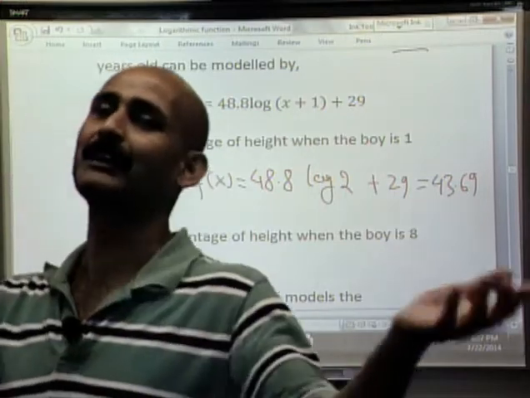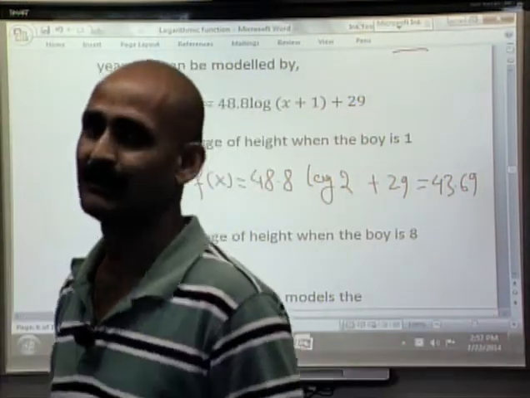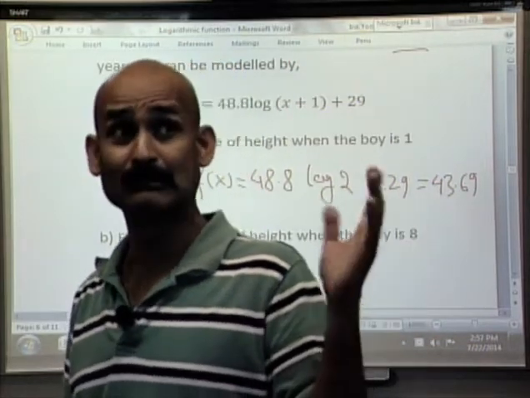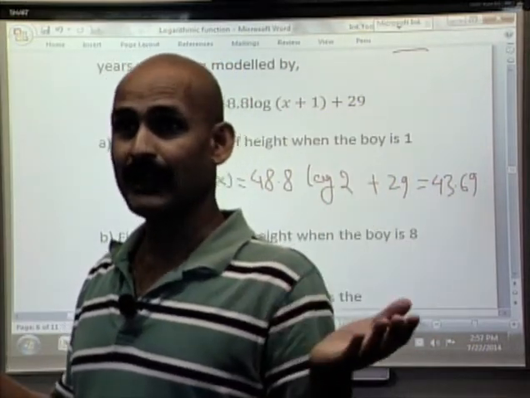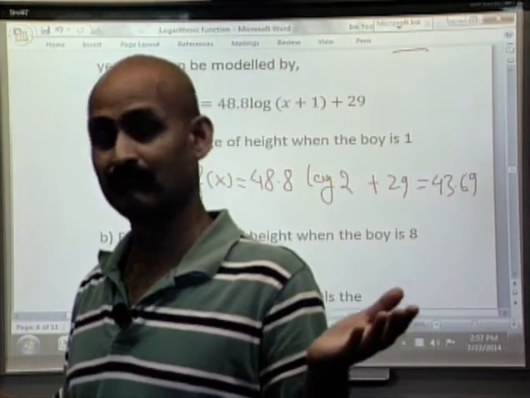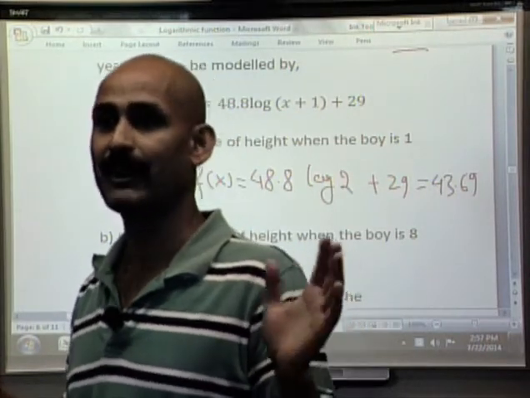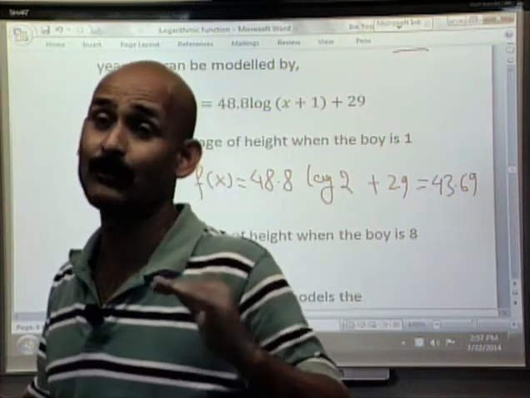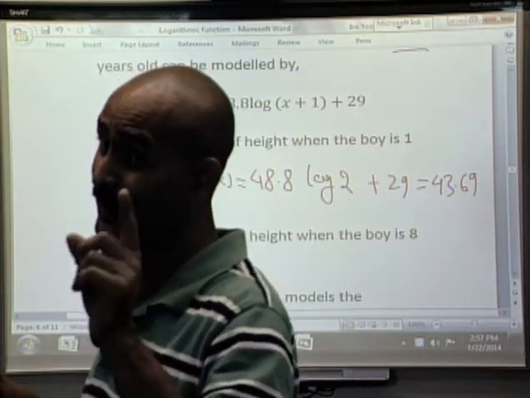Think about it. I don't know if it will apply to you or not. I am 5'6", so 43% of me will be what? 2 feet and 5 inches. Probably I was 2 feet and 5 inches when I was 1 year old.